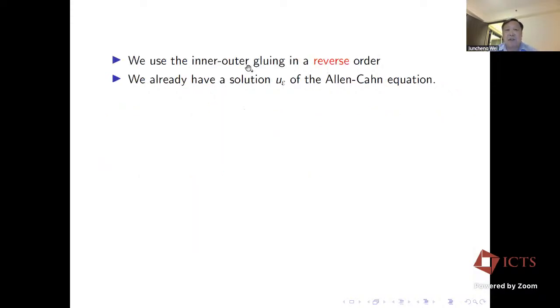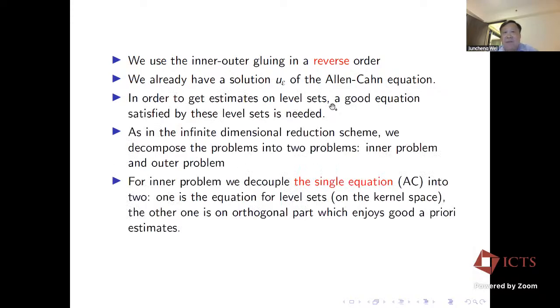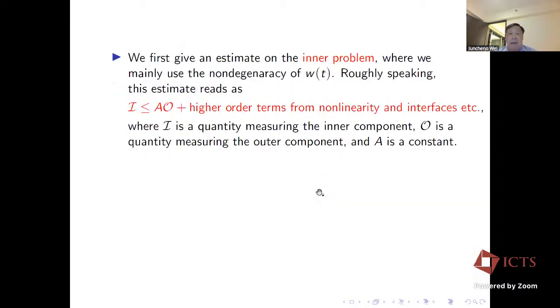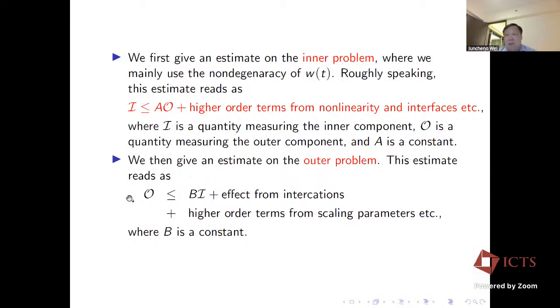So we use the inner-outer Green in a reverse order. We already have a solution to the Allen-Cahn equation, and in order to get an estimate on the leaves, a good equation satisfied by the leaves is needed. As in the infinite dimensional reduction scheme, we decompose the problem into an inner problem and an outer problem. For the inner problem, we decompose the Allen-Cahn equation into one on the kernel space and another on the orthogonal space. This is step 1, and this is step 2. To get the inner estimate, we show that the inner estimate can be bounded by the outer estimate times a small number A, and then we show that the outer estimate can be bounded by B times the inner estimate.